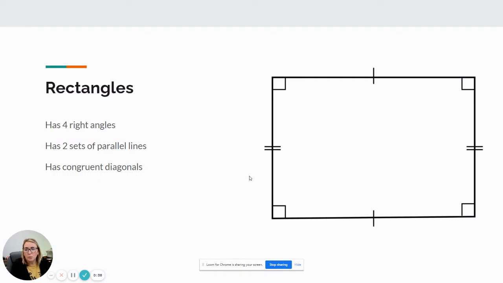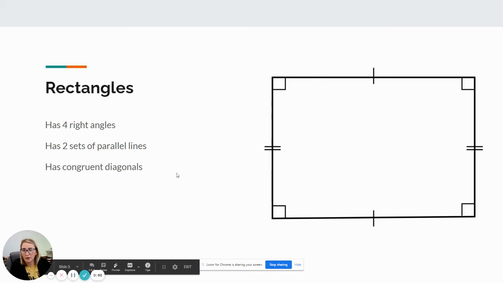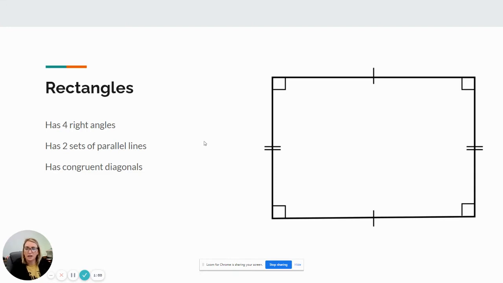Okay, so a rectangle has 4 right angles. So each of the corners is a right angle, which means it's 90 degrees. It has 2 sets of parallel lines, so the vertical and the horizontal are parallel. And it has congruent diagonals. If we were going to draw the diagonals in there, they would be equal to each other. So that is what is specific about a rectangle.